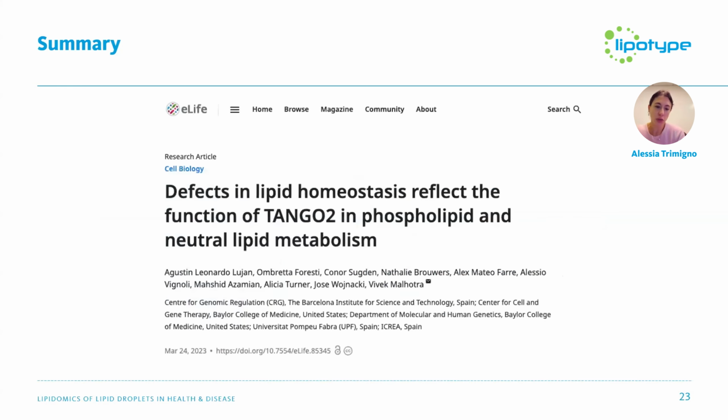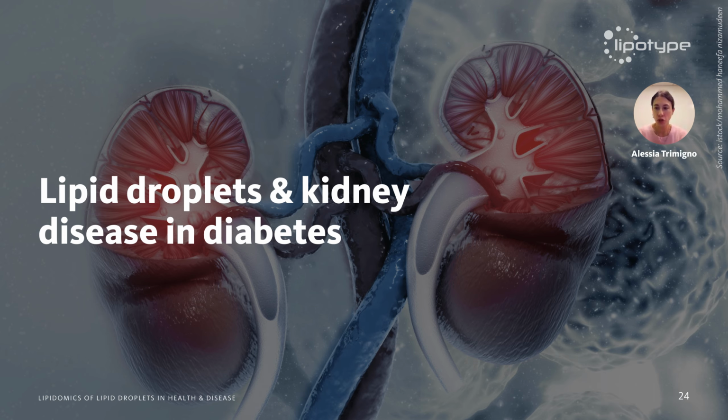The study was published in 2023 in eLife and was titled Defects in Lipid Homeostasis Reflect the Function of TANGO2 in Phospholipid and Neutral Lipid Metabolism. The next case study is about lipid droplets and kidney disease in diabetes. This was done by the Heidelberg University Hospital.